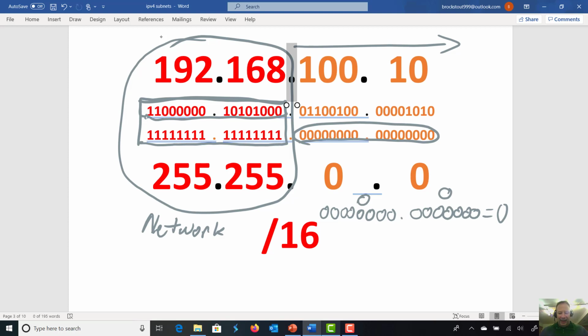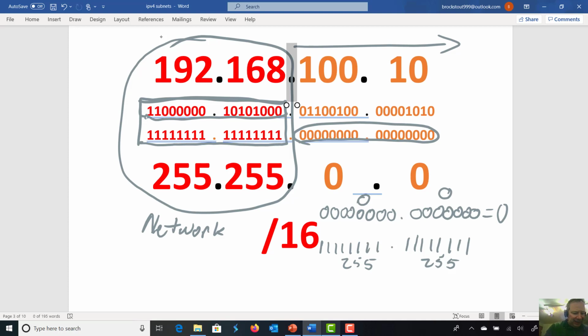What's the highest possible address? Well, we're going to do the same thing that we've been doing. So we're going to say 1, 2, 3, 4, 5, 6, 7, 8. 8 ones in a row is going to equal 255. And 8 ones in a row is going to equal 255. And the highest possible address we can have in this particular network is going to be 192.168.255.255.